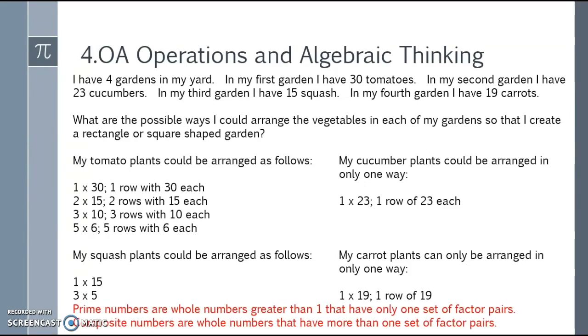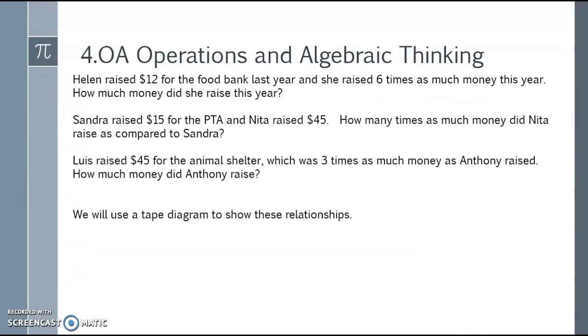That's interesting. Prime numbers are whole numbers greater than 1 that have only one set of factor pairs. Composite numbers are whole numbers that have more than one set of factor pairs. So my tomato and squash plants would be considered composite numbers, whereas my cucumber and carrots would be prime numbers.